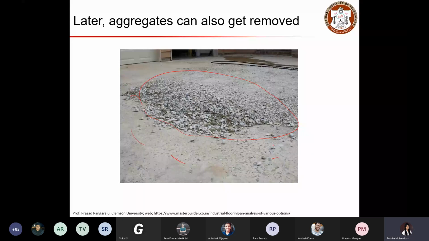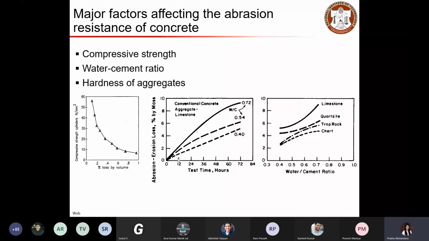So what are the ways to control such type of abrasion, or what are the ways to increase the abrasion resistance of your concrete? You can consider these three factors which can influence the performance and help you to increase the abrasion resistance. One is the compressive strength of your concrete, another one is water cement ratio, and the type of aggregate that you use, the hardness of your aggregate.